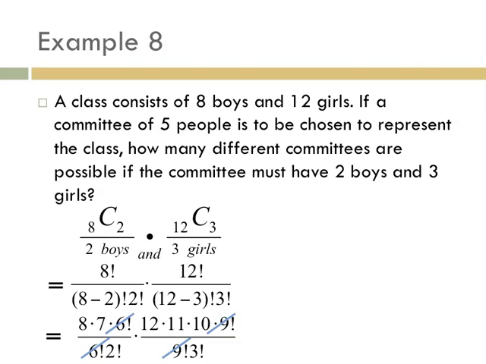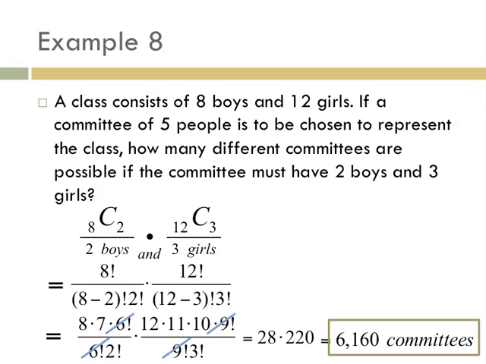All right, and then that leaves us with 8 times 7 divided by 2, which is 28, and then 12 times 11 times 10 divided by 3 factorial, which is 6, and that is 220. And then we can go ahead and multiply those two together, and we get 6,160 committees. So if you are randomly choosing from these 8 boys and 12 girls, how many different committees can you come up with? You can come up with 6,160 committees.